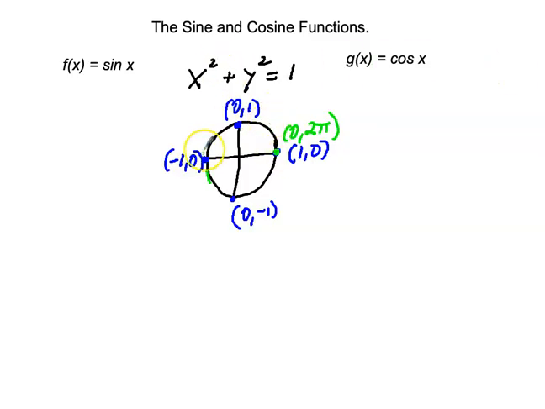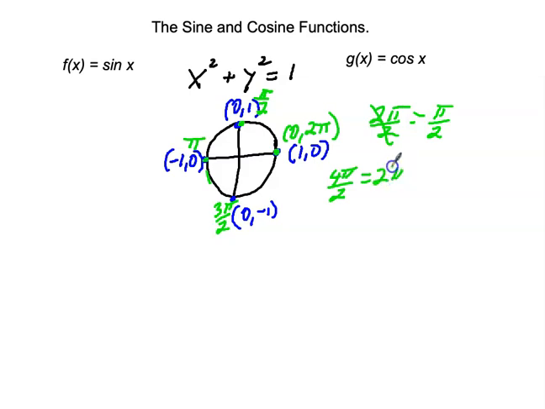If I take 2 pi and divide by 2, I'm going to get pi. So this point is pi. If we take the pi and divide by 2, we are going to get pi over 2, which is this point. And now we have pi over 2, 2 pi over 2. This point is going to be 3 pi over 2. And 4 pi over 2 is going to be 2 pi. So again, 4 pi over 2 equals 2 pi.